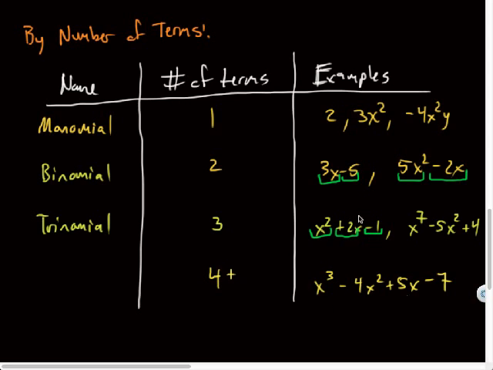So 4 terms total. Get ready for this. This is really weird that they named it this. Polynomial. So poly means many. You got it. So within the classification of polynomials, they also have a subcategory called polynomial.